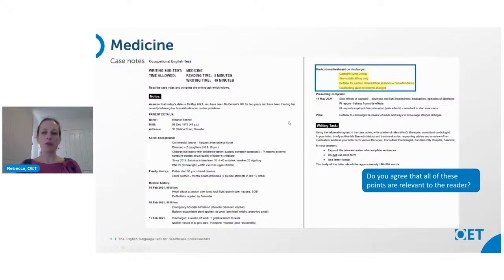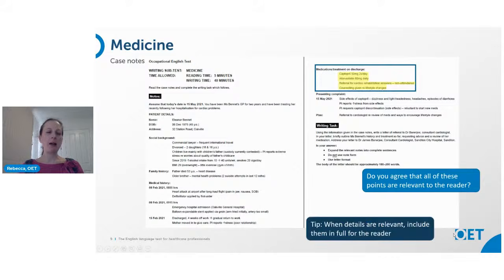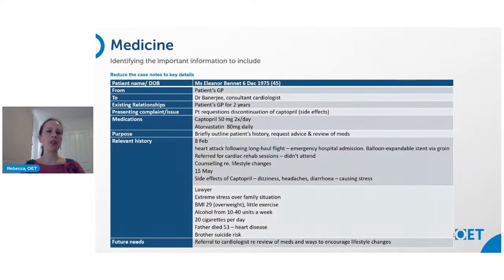So now we've gone through all of the case notes. What I've done for you is to arrange all of those case notes into a table. And this table is a really handy tool that you can use, and you can use this for any profession, not just for medicine. It can be for any of our OET professions, because this table and the headings in this table will help you to identify the details that you need to include in your letter from any set of case notes that you're looking at.